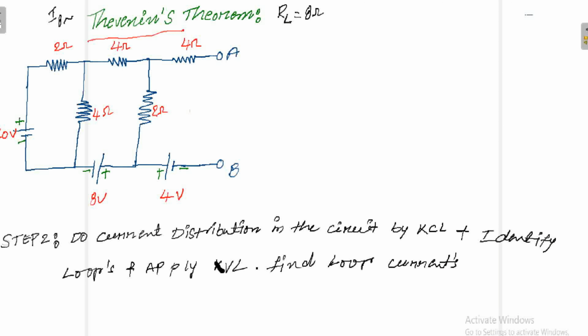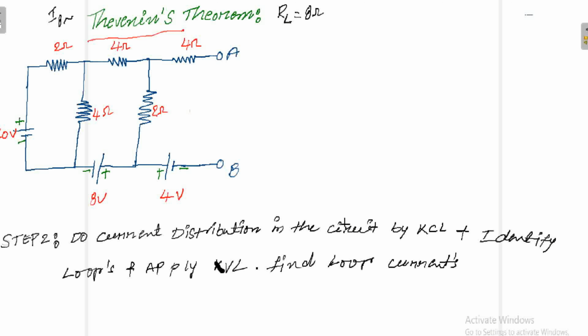Now we come to the second step. For every problem, just follow these steps only. First step, we denoted the element with RL, removed it, and denoted the open terminals with A and B. Second step, do current distribution in the circuit.